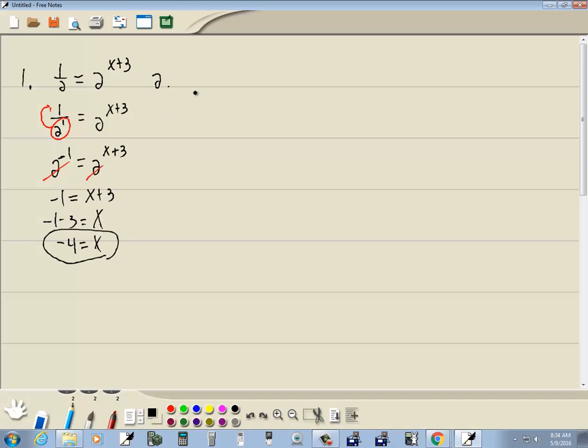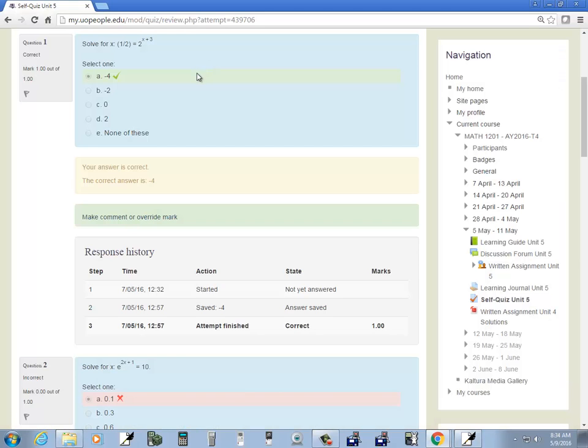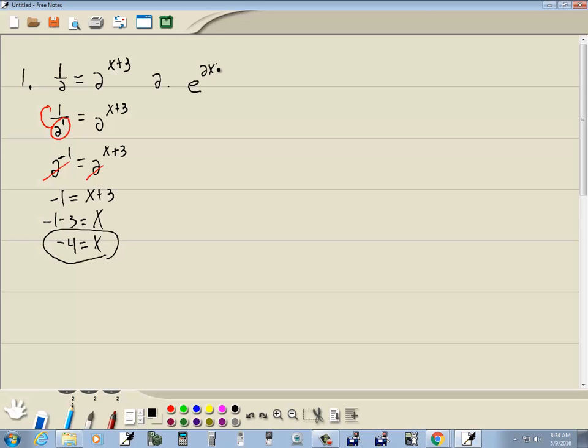Now our second problem, we have e to the 2x plus 1 is equal to 10. Now this, we obviously can't rewrite 10 as e to a power, so we have to use a different process for solving this. And this is our general steps for solving an exponential equation.